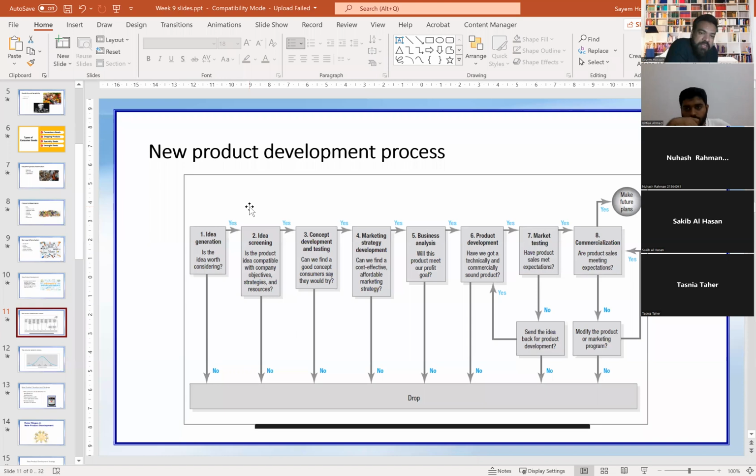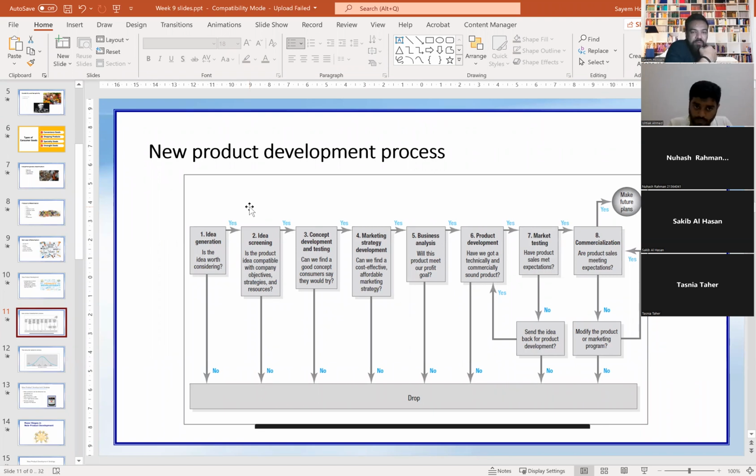Now, the first step is idea generation. You have to come up with brainstorming ideas. And is it actually worth considering? That's a decision. If it's no, just drop it. If yes, okay, go to the next step. The next step is idea screening. Is the product idea compatible with company objectives, strategies, and resources? Because your company has specific objectives, promises, vision, or strategies. So is it compatible with your organization? Yes or no? If it's no, drop it. If it's yes, go to the next stage.